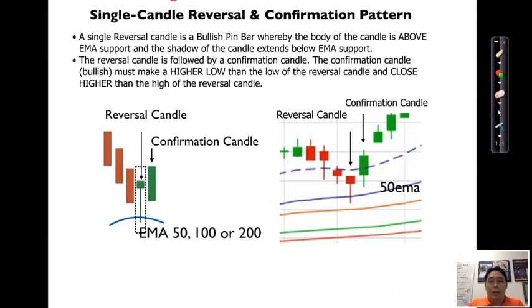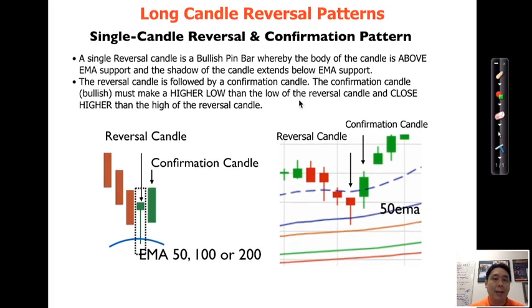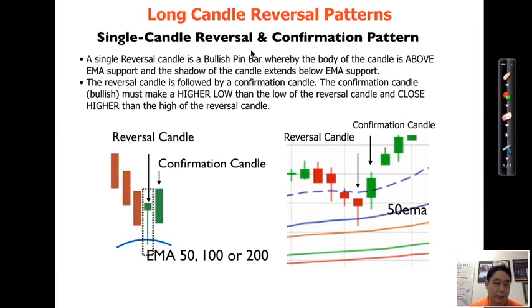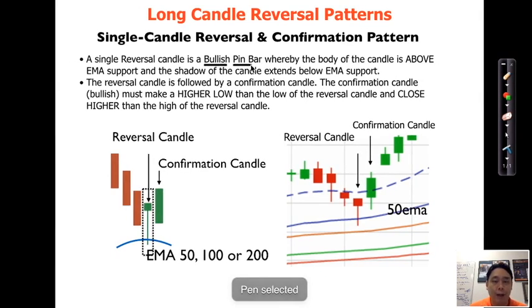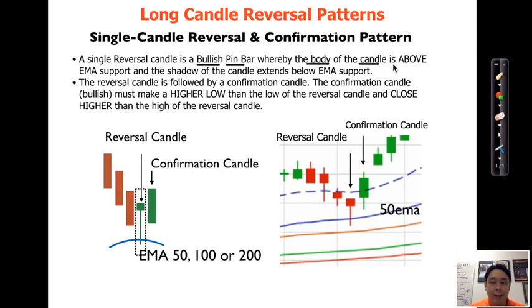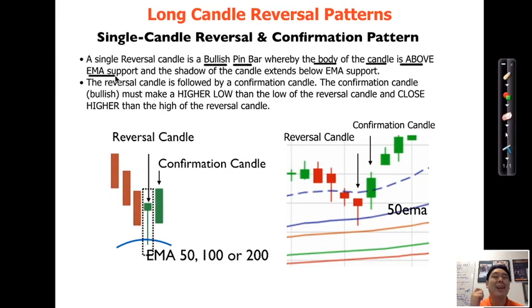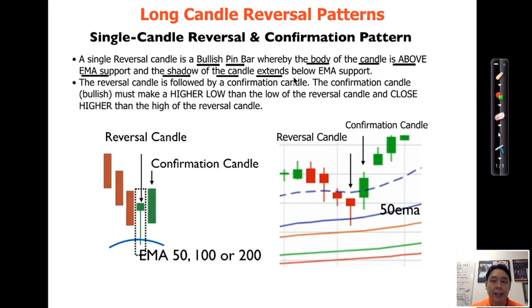Okay, so we looked at two candle reversal patterns that involve two candles. The next pattern is a single candle reversal pattern. Now this is a lot easier, obviously, right? And the single candle reversal pattern is always a bullish pin bar, which you've learned under candlestick patterns, right? So it's a bullish pin bar where the body of the candle is above, once again, the moving average. And the lower shadow of the candle is extending below the moving average.